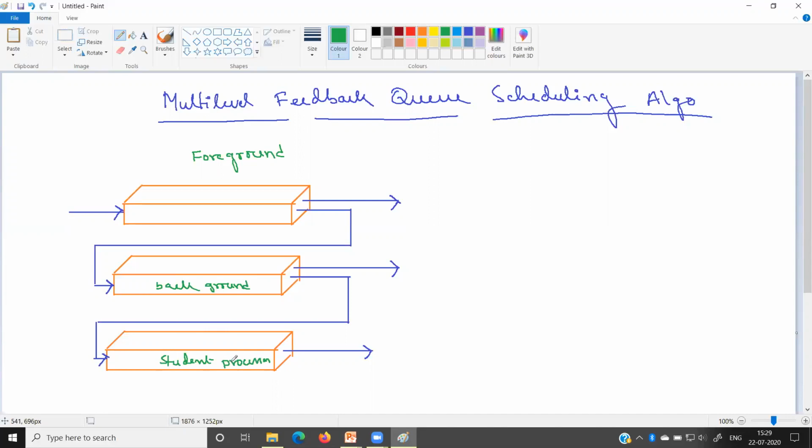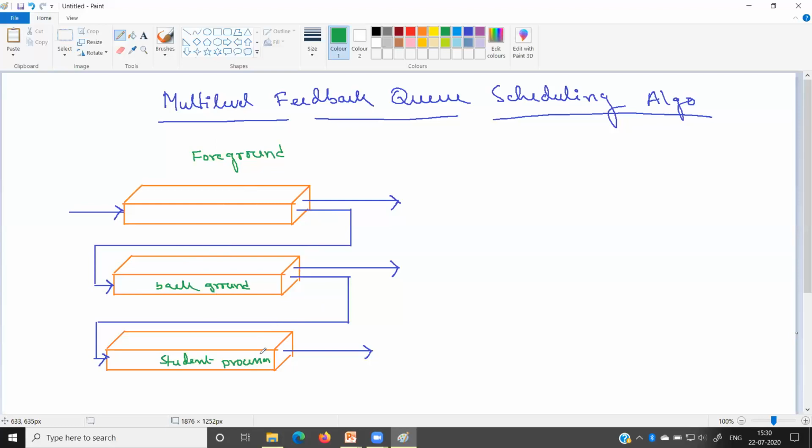Previously we saw that in the multi-level queue scheduling algorithm, if the first queue, which has the high priority, is not empty, then processes will be selected from that queue, and the processes present in another queue will not get a chance for execution. So the multi-level queue is not so flexible. That's why this multi-level feedback queue has been designed. Here you can see there is a feedback path from one queue to another queue, from the foreground queue to the background queue, or from the background queue to the student process.